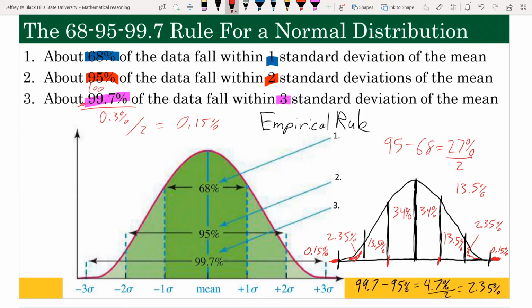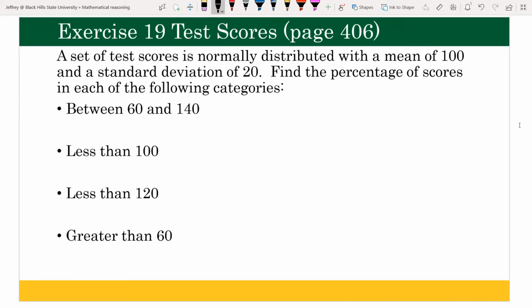So if we're trying to figure out what percentage of our data is in each of these sections, this is basically what we have according to this rule. Now, this rule is more of an estimate, but it's a pretty good estimate compared to the actual values. So in this example, we have test scores that are normally distributed. Again, that is very important. And they have a mean of 100 and a standard deviation of 20.